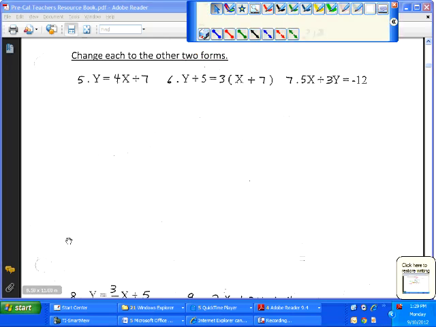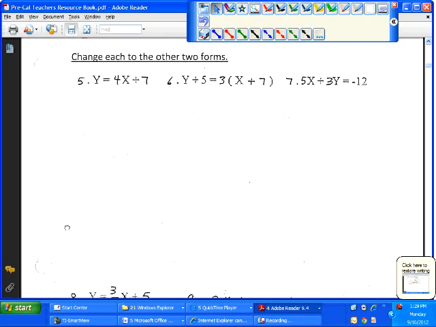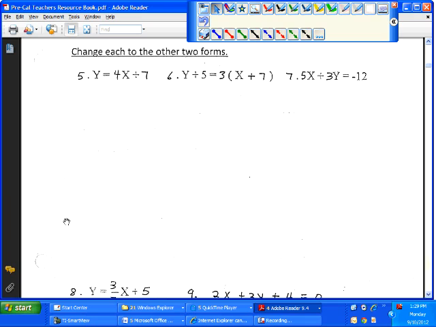Number 7, we started in what form? Standard. Question. Can you go from standard straight to point slope? No, because what's the only way to put it in point slope? Plug in a point and plug in the slope. The only way to get it in point slope is to plug in a point and a slope. Well, you can't see a point and slope in the standard form of a line. So we're going to have to go from standard form to what first?